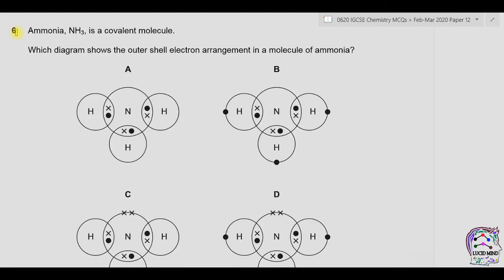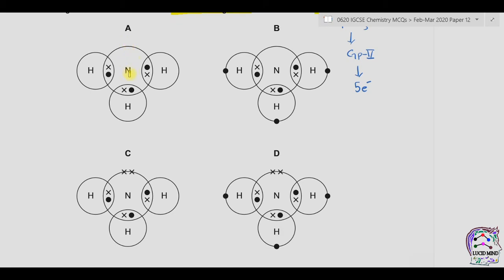Question 6. Ammonia NH3 is a covalent molecule. Which diagram shows the outer shell electronic arrangement in a molecule of ammonia? Now the formula of ammonia is NH3 and there are 3 single covalent bonds between nitrogen and hydrogen. Nitrogen belongs to group 5 of the periodic table and it has 5 electrons in the outermost shell, while hydrogen just has 1 electron in its outermost shell. Now let's find the number of electrons in the outermost shell. In A, we can see that nitrogen has just 3 electrons in the outermost shell.